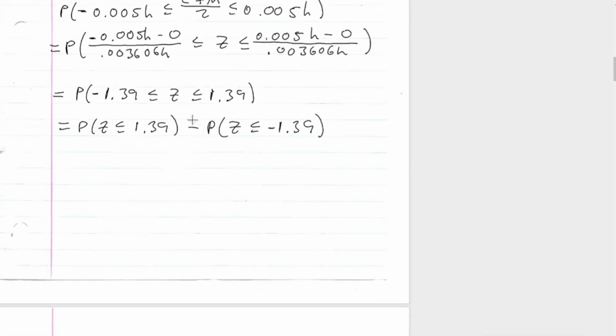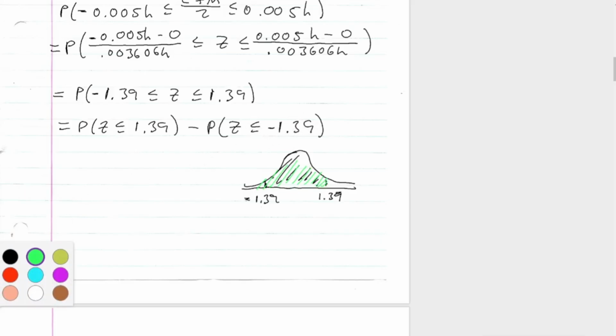Since we're trying to find the probability between, let me draw a little picture. We're trying to find the probability between negative 1.39 and positive 1.39, this here. So what we're doing is the probability that Z is less than or equal to 1.39, that's this green, minus the probability that Z is less than or equal to negative 1.39, and that's this brown here. So the green minus the brown is the thing that we're looking for in the middle. So that's the idea there.